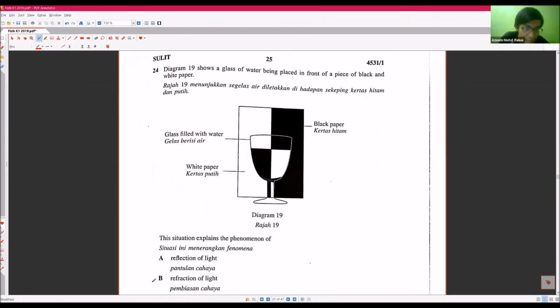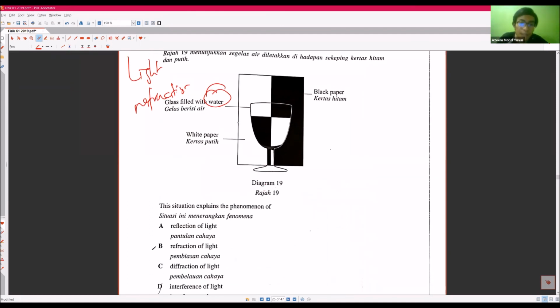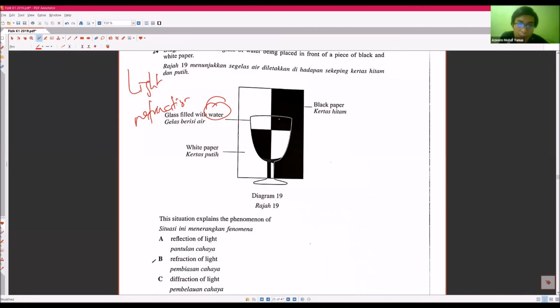Okay, so this one is light refraction because we have water here. Diagram 19 shows a glass of water being placed in front of a piece of black and white paper. The situation explains the phenomenon where we see the color is a little bit weird. This one doesn't have water, this one has water, right? The one that has water causes the color to flip. This is due to the bending of light. Bending of light means refraction of light. So the answer should be refraction of light.